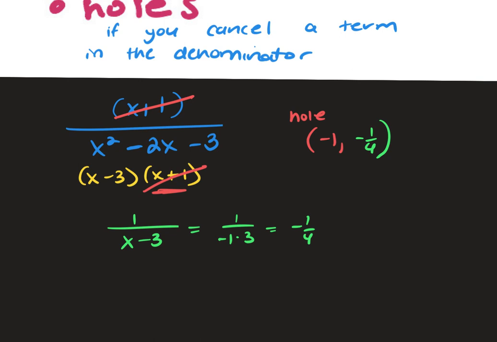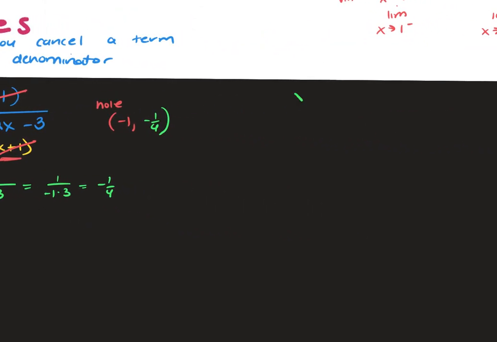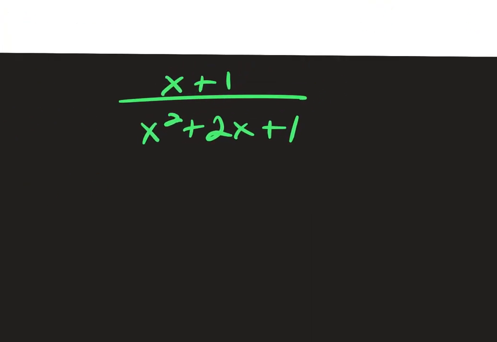And then remember, there were times where even if you crossed it out, so if I got x plus 1 in my numerator, but it was x squared plus 2x plus 1 in my denominator, the top would still stay the same. The bottom would become x plus 1 and x plus 1, and only one of these cancel.